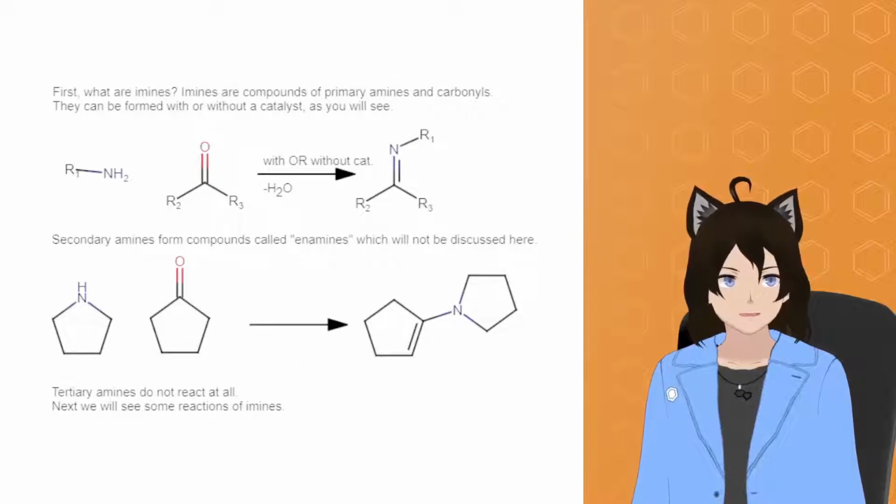So, first, what are imines? Imines are compounds of primary amines and carbonyls. They can be formed with or without a catalyst, as you'll see. On the top, I just put R groups where everything would go. Secondary amines form compounds called enamines, like this example with cyclopentanone and pyrrolidine, which we will not be discussing here. And tertiary amines do not react at all. Next, we'll see some useful reactions of imines and why you'd want to use them in the lab.